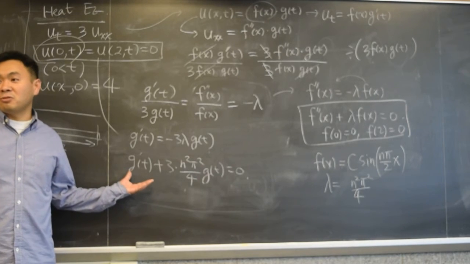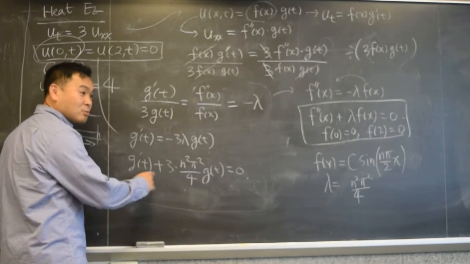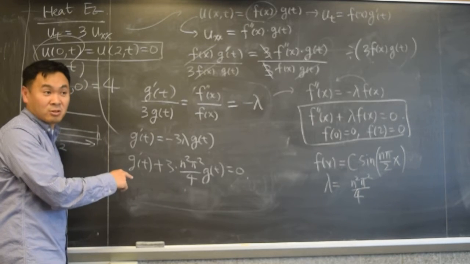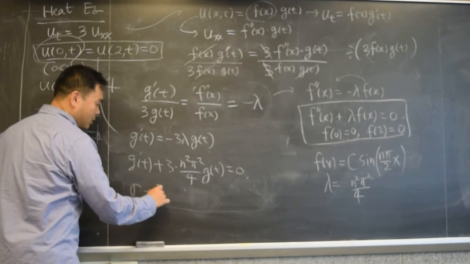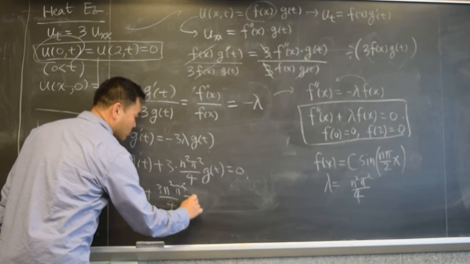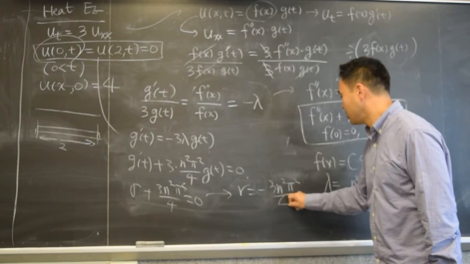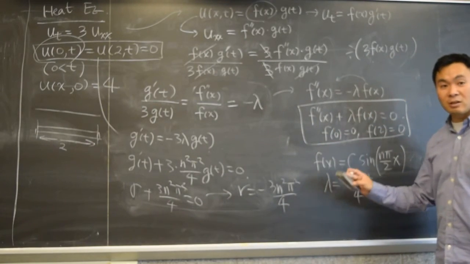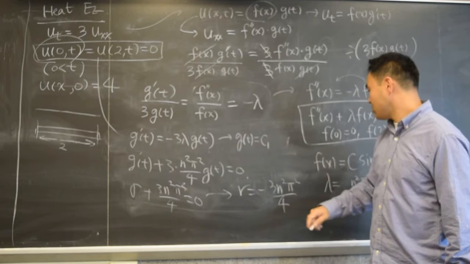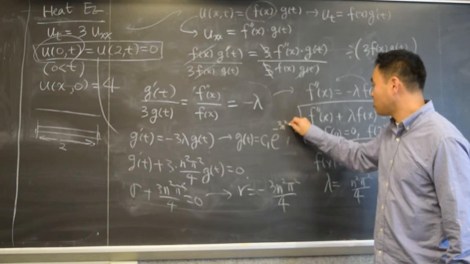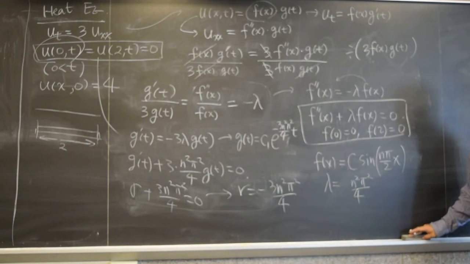Okay, I think I know how to solve this. How do you solve this? Characteristic equation, right? It's a homogeneous first order constant coefficient differential equation. So you just say r plus 3n squared pi squared over 4 equals 0. That gives you r equals negative 3n squared pi squared over 4. And that goes into the exponential function, right? So we get g of t as some constant c1 times e to the negative 3n squared pi squared over 4 t. That's your g of t.